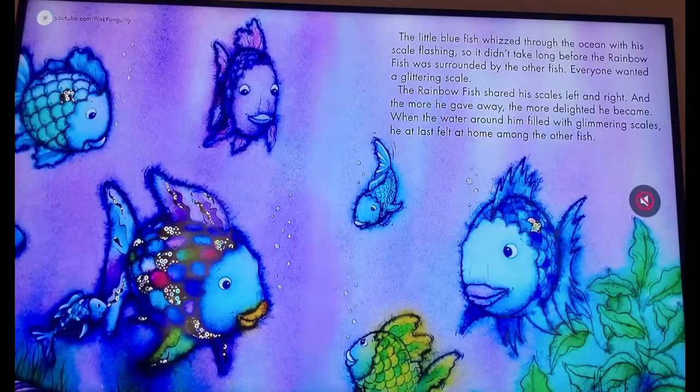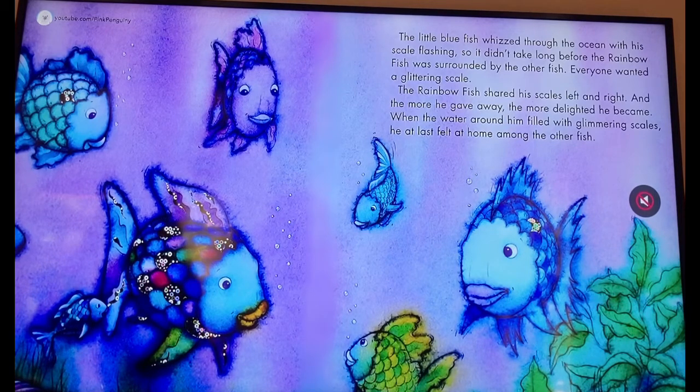Wow. The little blue fish whizzed through the ocean with his scale flashing, so it didn't take long before the rainbow fish were surrounded by the other fish. Everyone wanted a glittering scale. The rainbow fish shared his scales left and right, and the more he gave away, the more delighted he became. When the water around him filled with glimmering scales, he at last felt at home among the other fish.